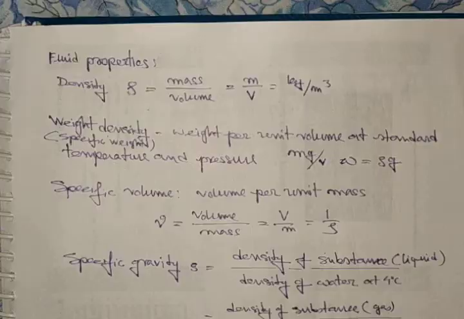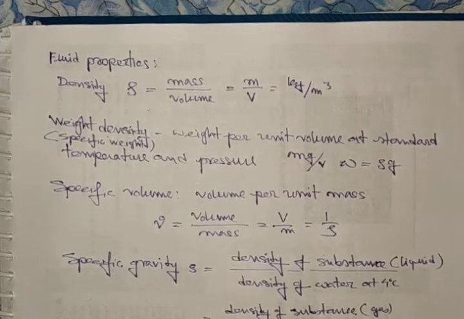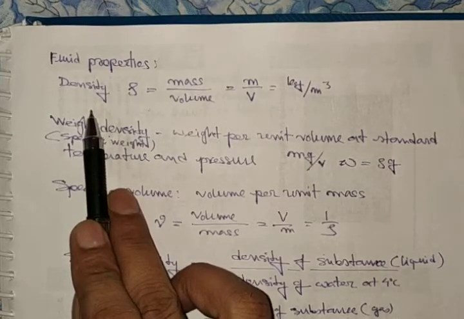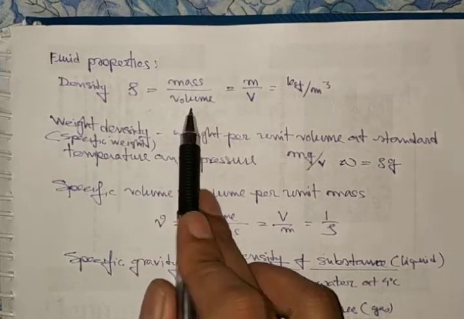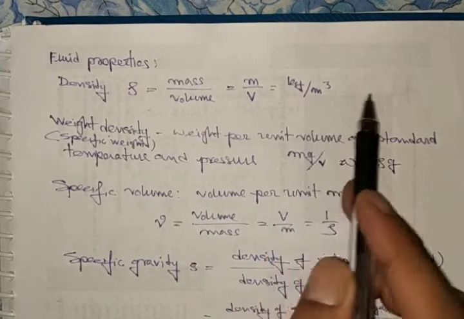Hello students, today we will solve a few numericals based on Newton's law of viscosity. So let's start. Before going to solve a few problems on Newton's law of viscosity, let's try to understand a few fluid properties. Number one is density. Density is basically mass by volume, and the unit is kg per meter cube.